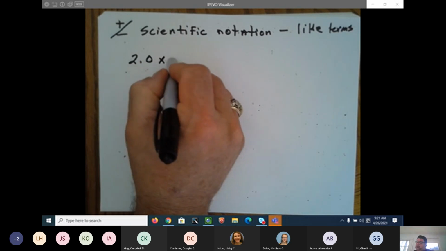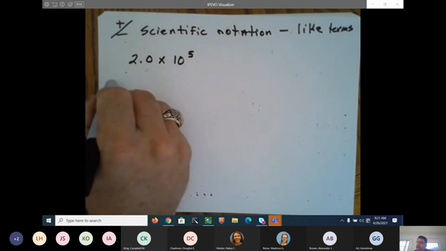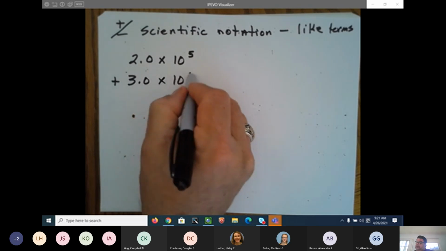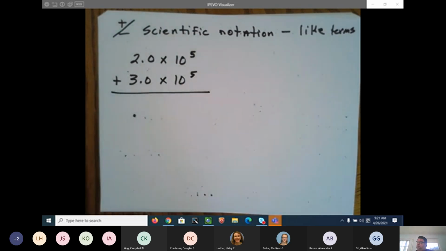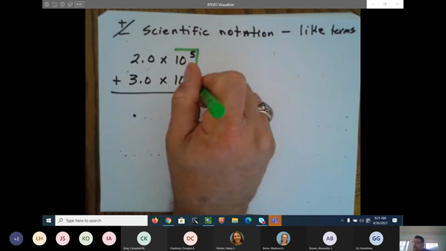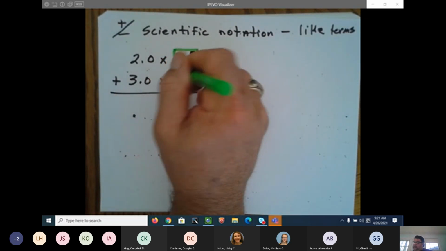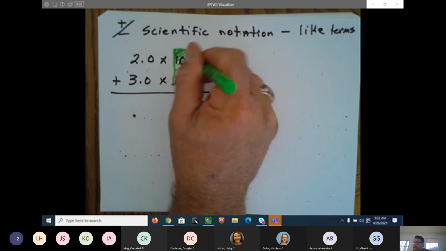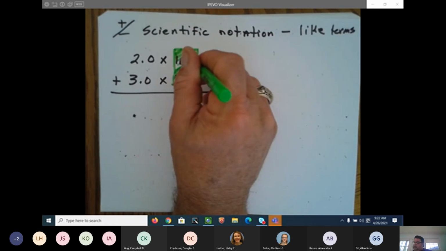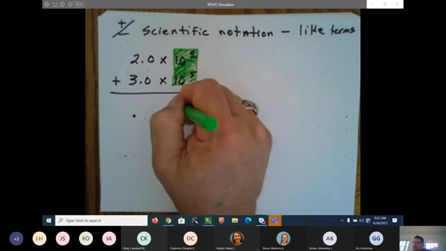For example, 2.0 times 10 to the 5th plus 3.0 times 10 to the 5th. Now, if you notice, these two are the same. If these are the same, that's a good thing, because that means they're like terms. And like terms, you just carry them down.